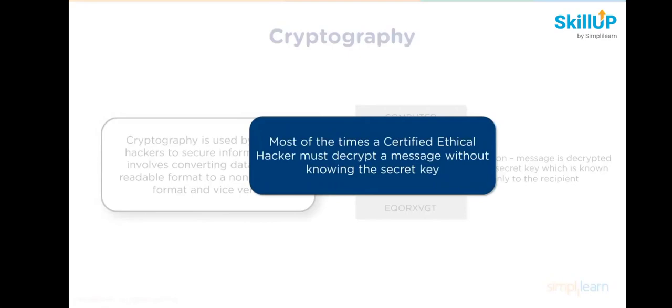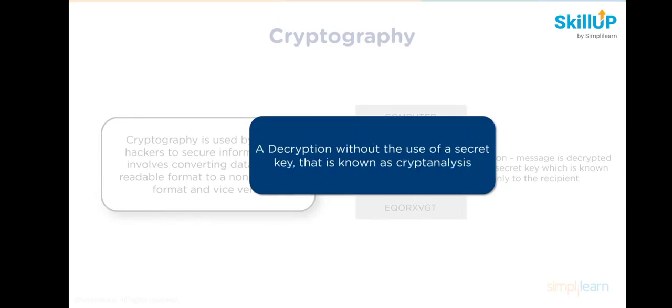Most of the time a certified ethical hacker must decrypt a message without knowing the secret key. So let's say a ransomware has affected your organization or has affected a device, and you want to decrypt that data. Now as an ethical hacker, you wouldn't be for paying a ransom to the hacker, would you? So it is now your prerogative how you're going to work around and try to crack the encryption mechanism, how to crack the cipher to decrypt that message and see what's within it, right? Decryption without the use of a secret key is known as cryptanalysis. Cryptanalysis is the reversing of an algorithm to figure out what the decryption was without using a key.